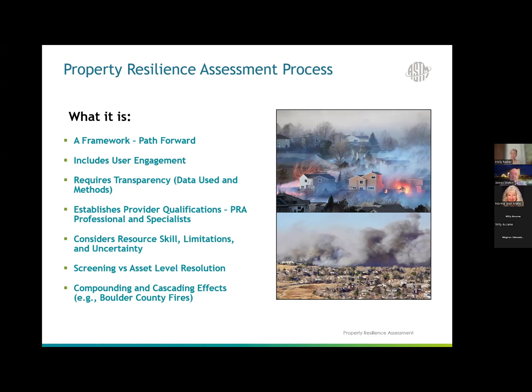We also put in recommendations that compounding and cascading effects be considered. And when we put together the slide deck, I put these slides in of the Boulder County fires here, but we could be putting the same slides, the same pictures in from California right now, which is obviously drought and high winds compounding and causing major catastrophes. Next slide, please.